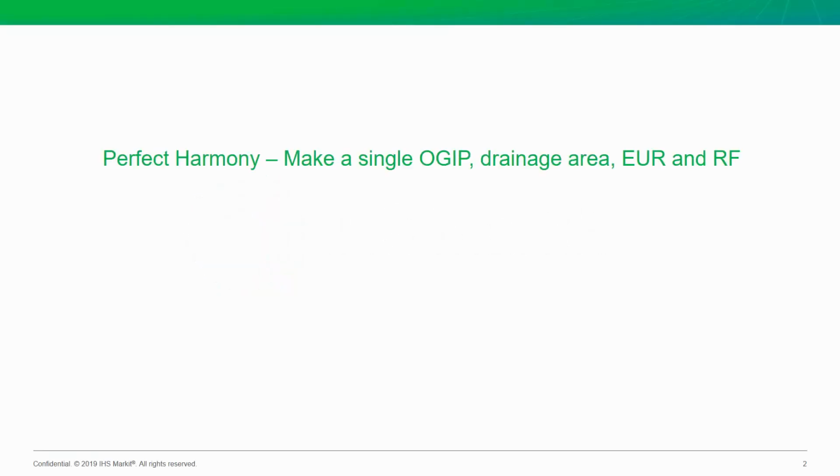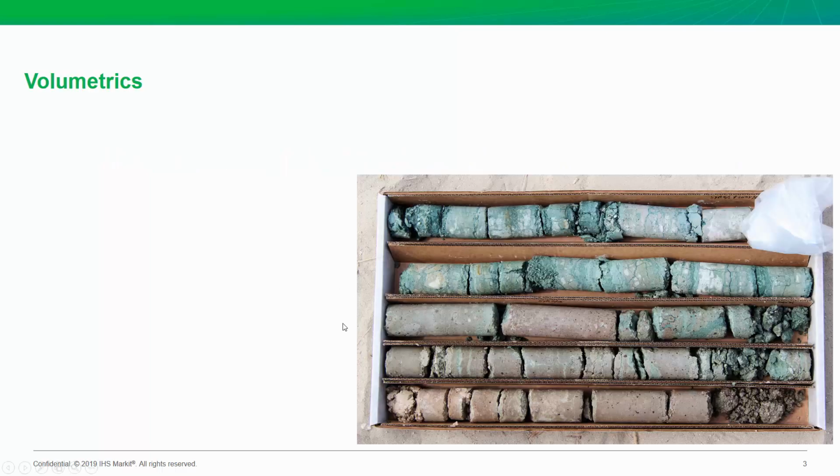There are a lot of different ways to estimate the volume of hydrocarbons in the ground, what our drainage area is, what our EUR is going to be, and what our recovery factor will be for a well. So today we're going to take some of the most tried and tested methods and merge them together. The benefit of this is that you're going to be able to produce a single original fluids in place estimate, a single drainage area, a single EUR, and a single recovery factor. Let's check it out.